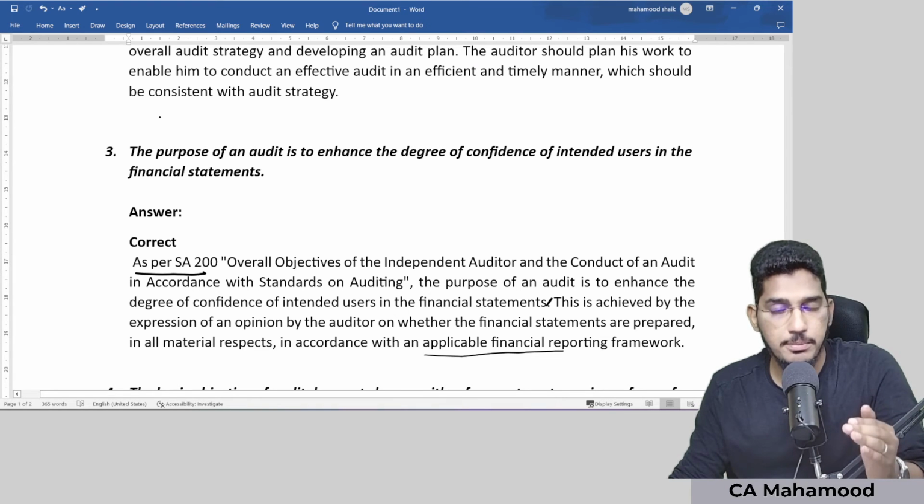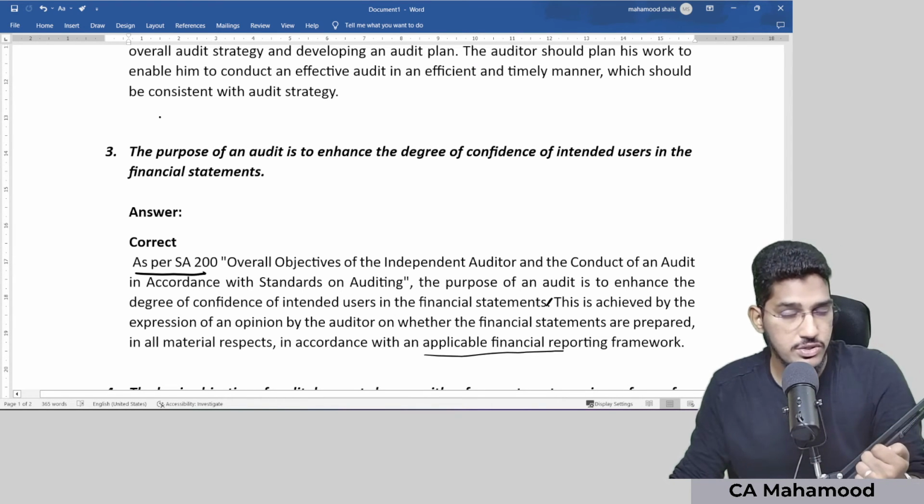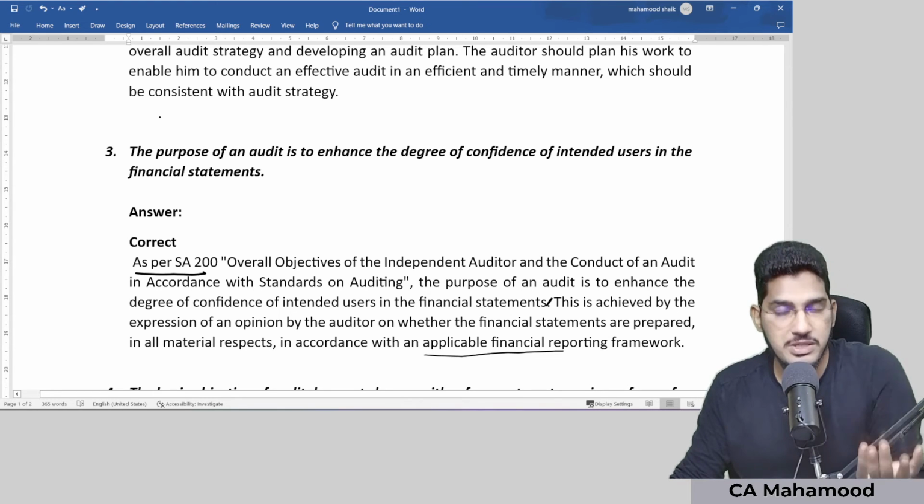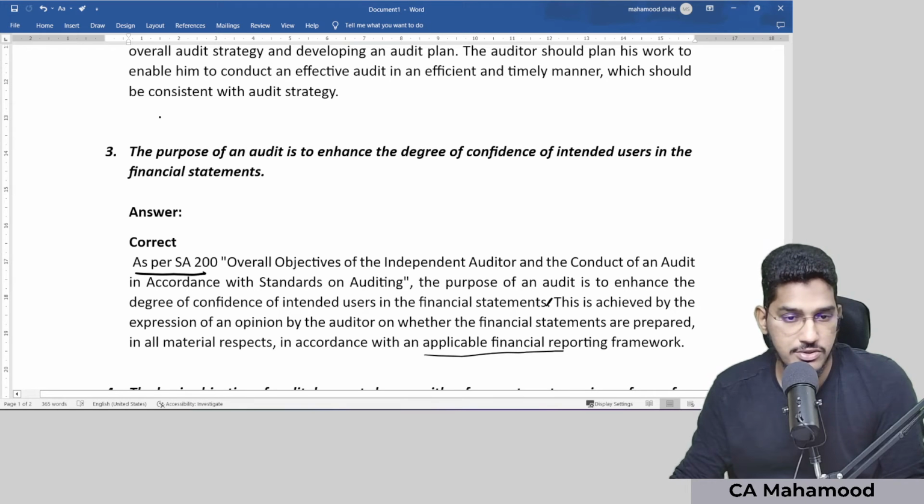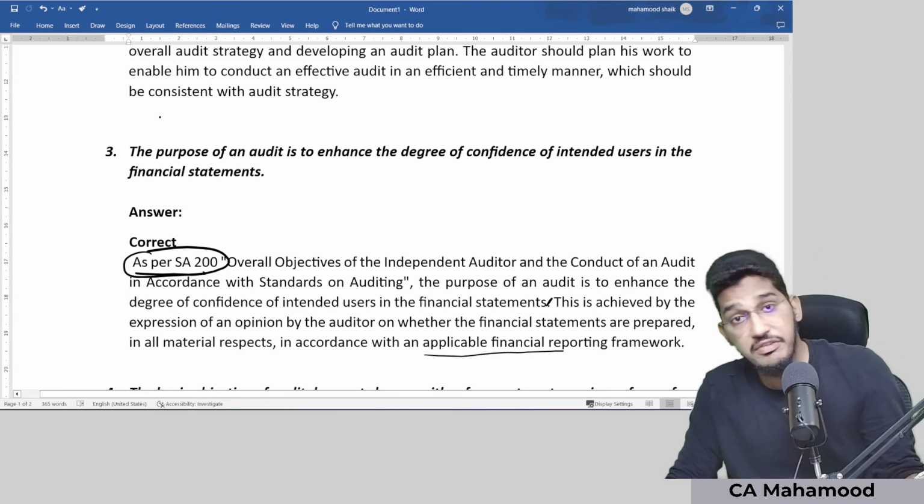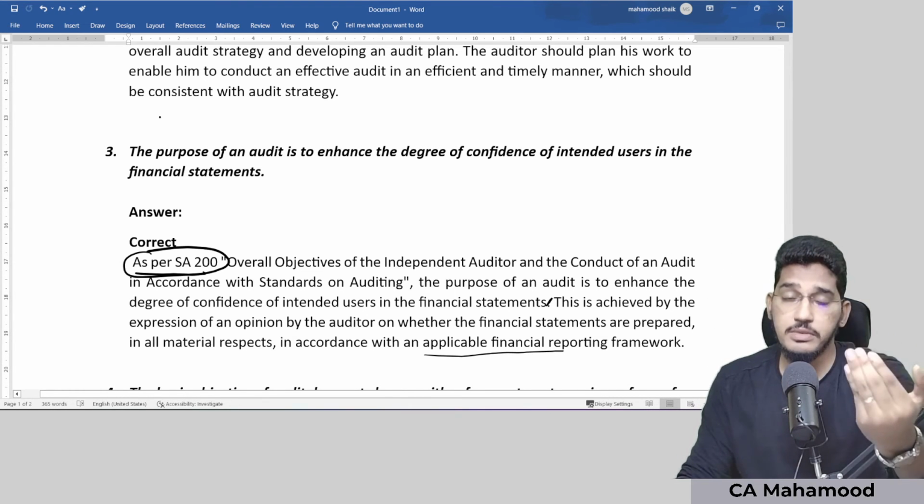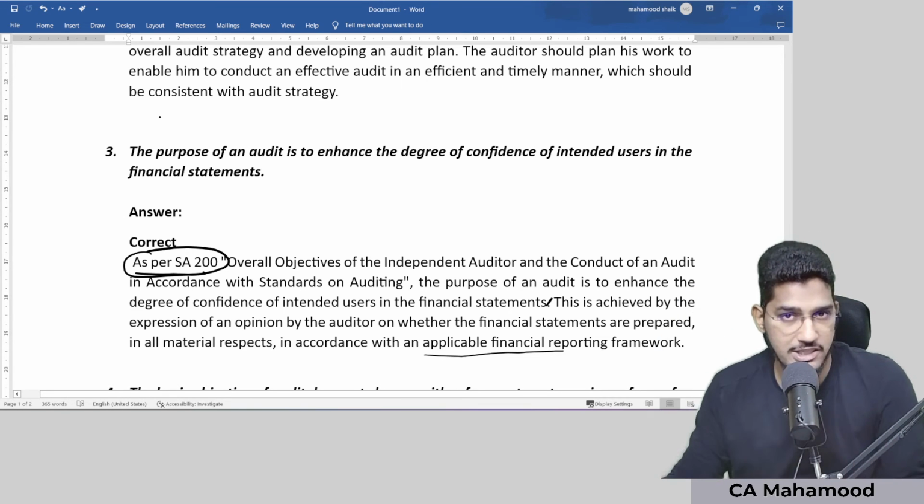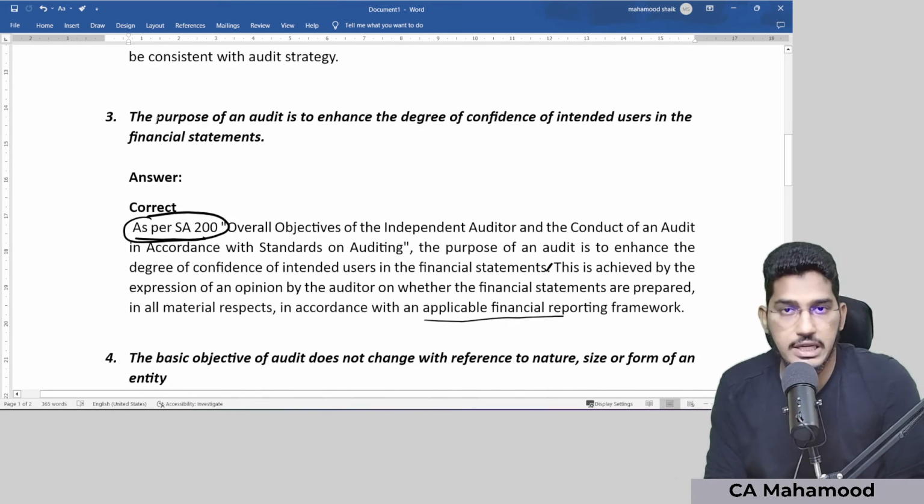So we know the purpose of audit is to enhance the confidence of users. But how will that confidence be enhanced? This is achieved by the auditor expressing the opinion, and that opinion will increase the confidence of users of the financial statements. Understood? So what we have done, the given statement is true, but we have quoted the relevant standard number. Along with that, we have even quoted how the objective of this statement is getting achieved by expression of an opinion. Understood? So now if you write this answer, you will get the full marks.